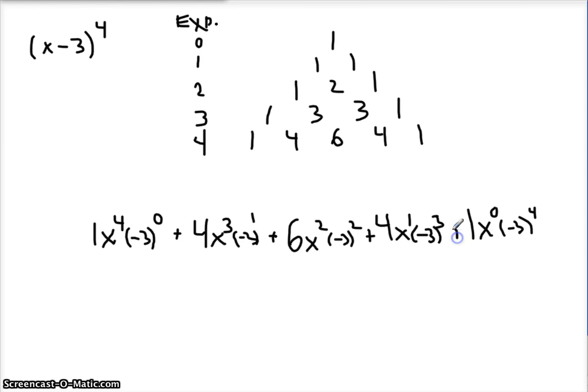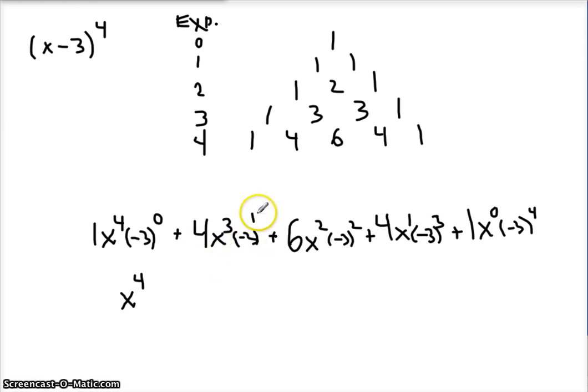So now that we've laid it out like this, we now have to go ahead and start simplifying stuff here, which I can do. So I have negative 3 to the 0. We know that anything to the 0 power is automatically 1. Okay, it's 1. So now we have 1 times x to the 4 times 1. 1 times 1 is just 1. 1 times x to the 4 just leaves us with x to the 4. So my first term is just going to be x to the 4. Remember, we don't have to write the 1 there. 1 is implied. If there's just one of them, you just write x to the 4th.